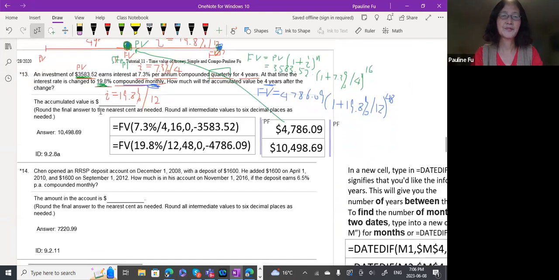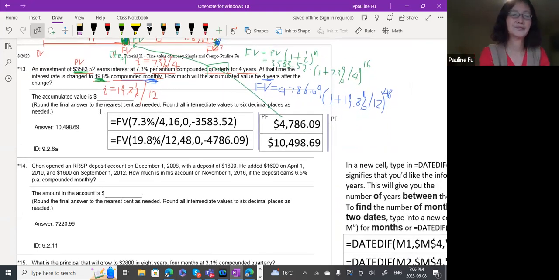Okay, next question. Question 14. Chen opened an RRSP deposit account on December 1st, 2008 with a deposit of 1,600. He added 1,600 on April 1st, 2010 and 1,600 on September 1st, 2012. How much is in his account on November 1st, 2016, if the money earns 6.5% compounded monthly?